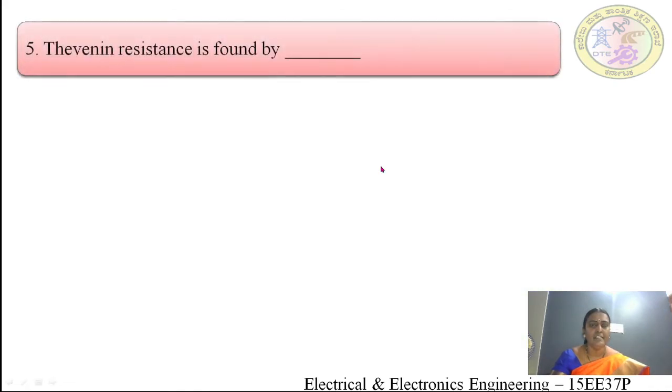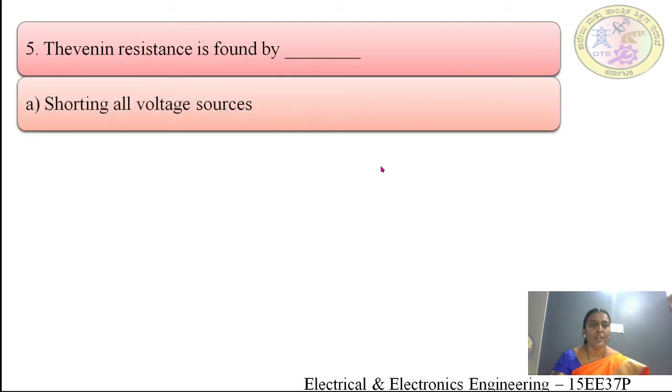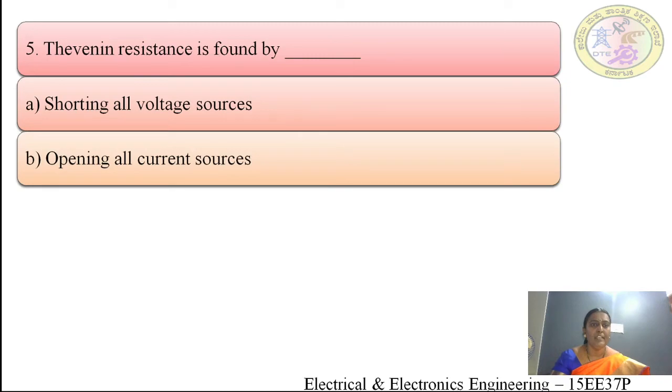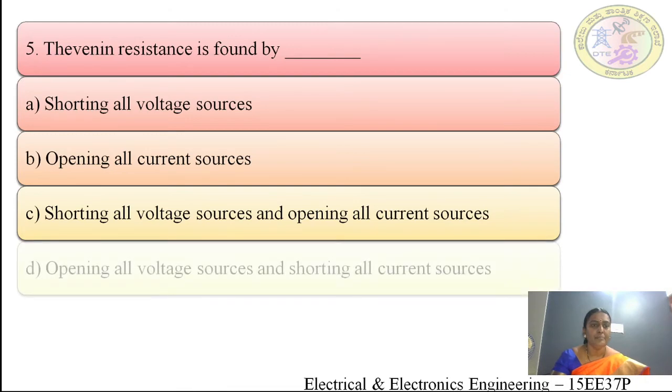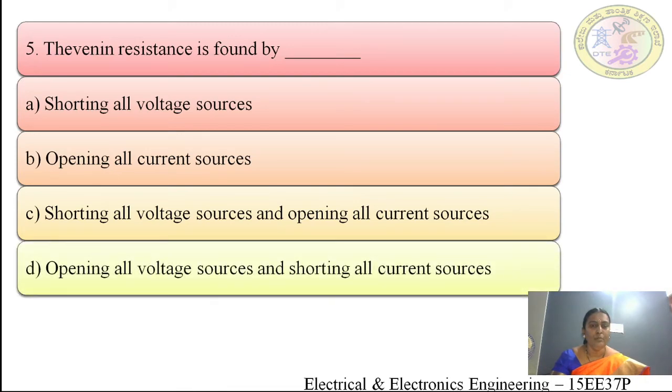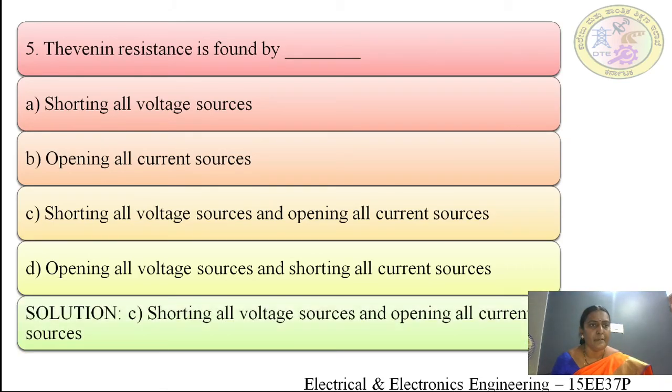Next, Thevenin's resistance is found by shorting all voltage sources and opening all current sources, or opening all voltage sources and shorting all current sources. The answer is that Thevenin's resistance is found out by shorting all voltage sources and opening all current sources. Option number C is the correct answer.